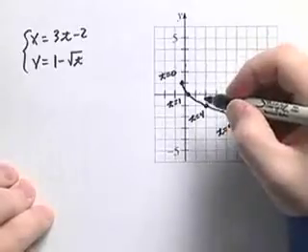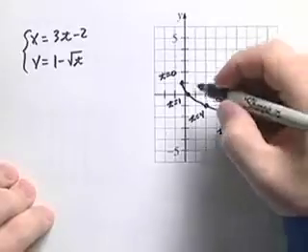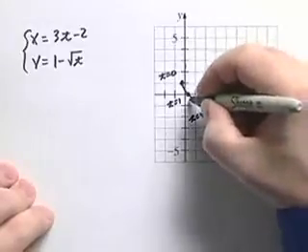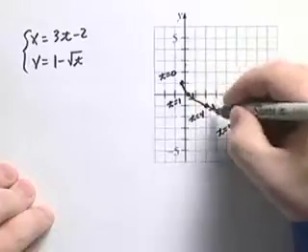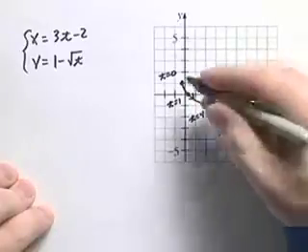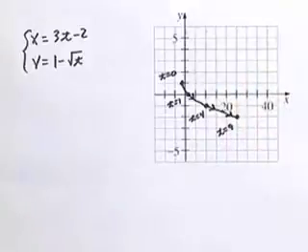We also need to show the orientation for these parametric curves. The orientation will be in this direction. As t increases, the graph is going this direction. And so there's the graph of our curve.